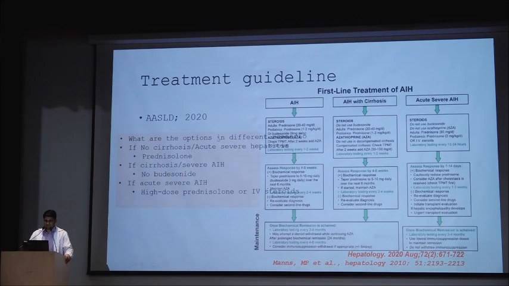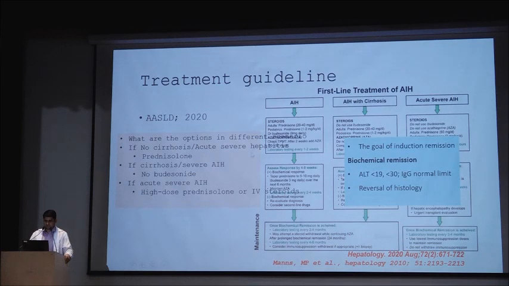So what is the goal of biochemical remission? As per the latest criteria published in 2010, biochemical remission is redefined as normalization of the liver enzymes, that is less than 19 in females and less than 30 in males respectively, and normalization of the serum IgG within normal limits, with reversal of the histological markers in the form of lymphoplasmacytic infiltration and reversal of interface hepatitis.